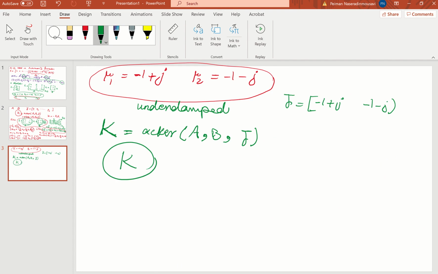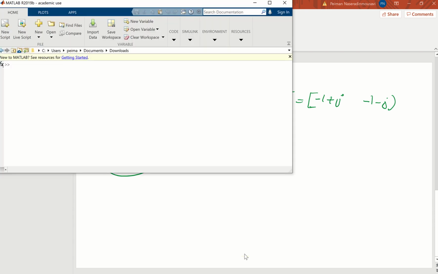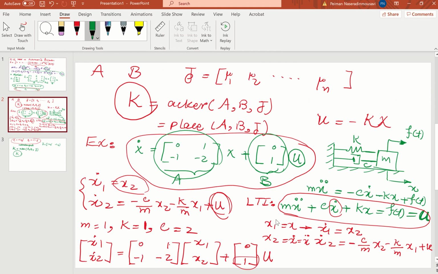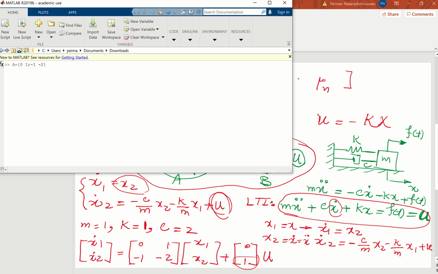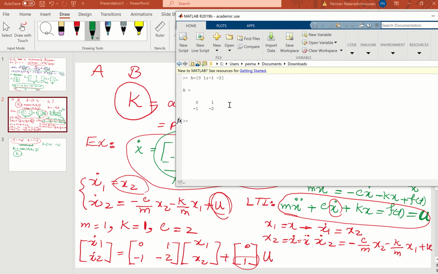Let's do that together, huh? In MATLAB, by this example, we're going to have A is equal to, you have to type it by hand, A is 0, 1, minus 1, minus 2, exactly as I typed here. See here, guys? Minus 1, minus 2, 0, 1. And B is 0 and 1. Let me show it to you. See? This is your A. That's right. And your B is 0 and 1. Here we go. This is your B.